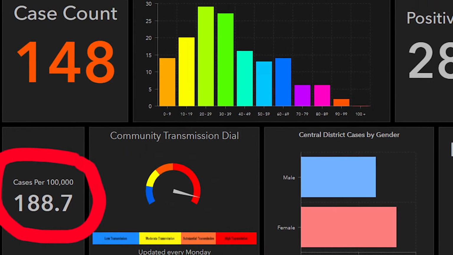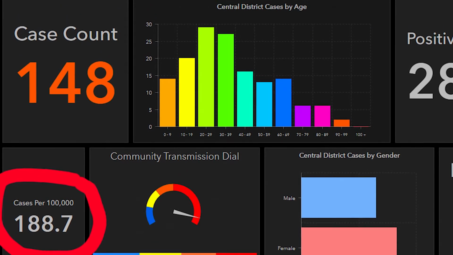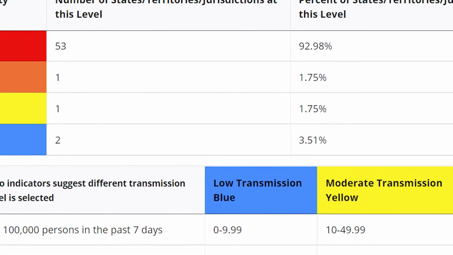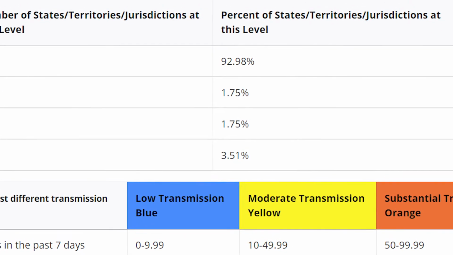The reason we do that is so that we can compare the actual number of cases here per 100,000 with other larger or smaller communities. Because we have 78,500, if we have 10 cases here, it may mean a lot more to us than 10 cases in, say, New York City. But it also means something different than 10 cases in a very small community.